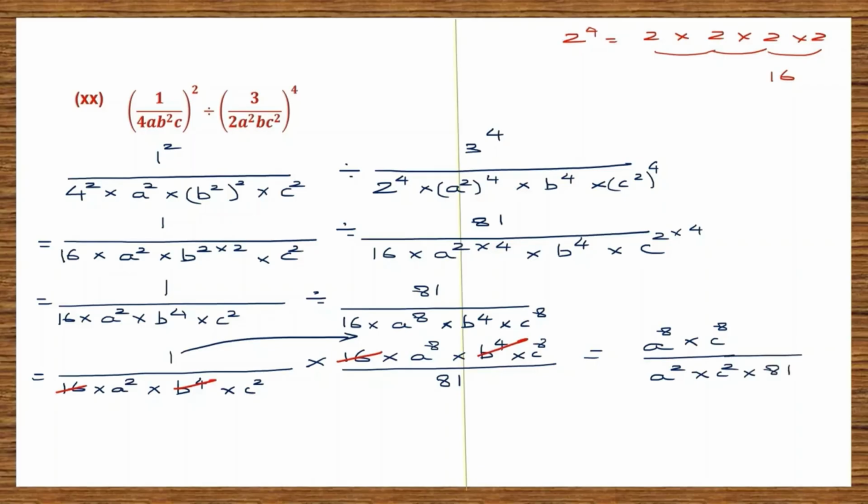Now remember, if the base is the same, you can subtract the two powers because it is division. So 8 minus 2 is 6. So this will become a to the power of 8 minus 2 into c to the power of 8 minus 2 again. That means in the denominator we don't have a and c anymore, we have only 81. So this will be a to the power of 6, c to the power of 6, and in the denominator we have 81. So what is our answer? a to the power of 6 into c to the power of 6 by 81.